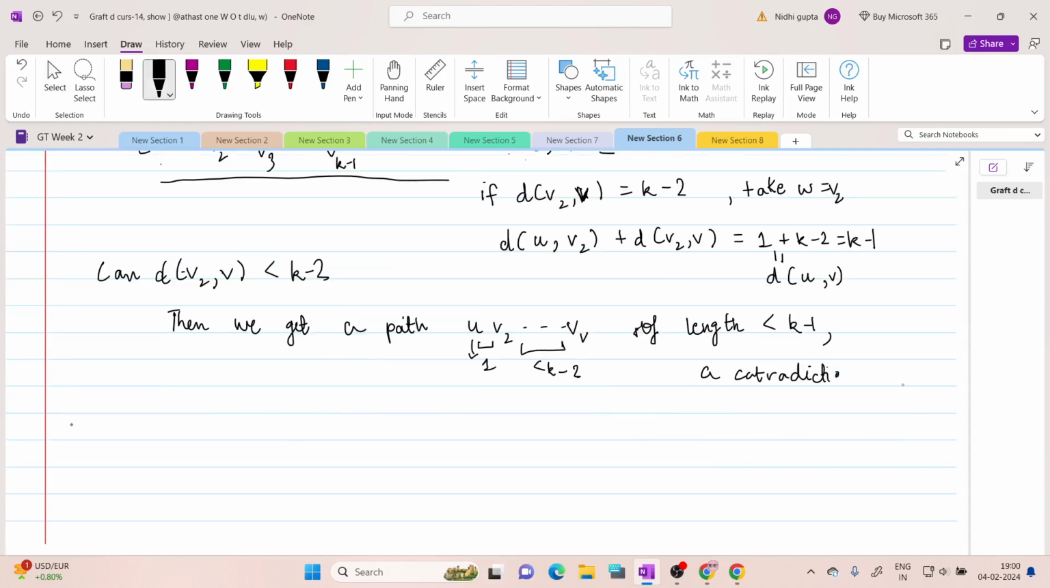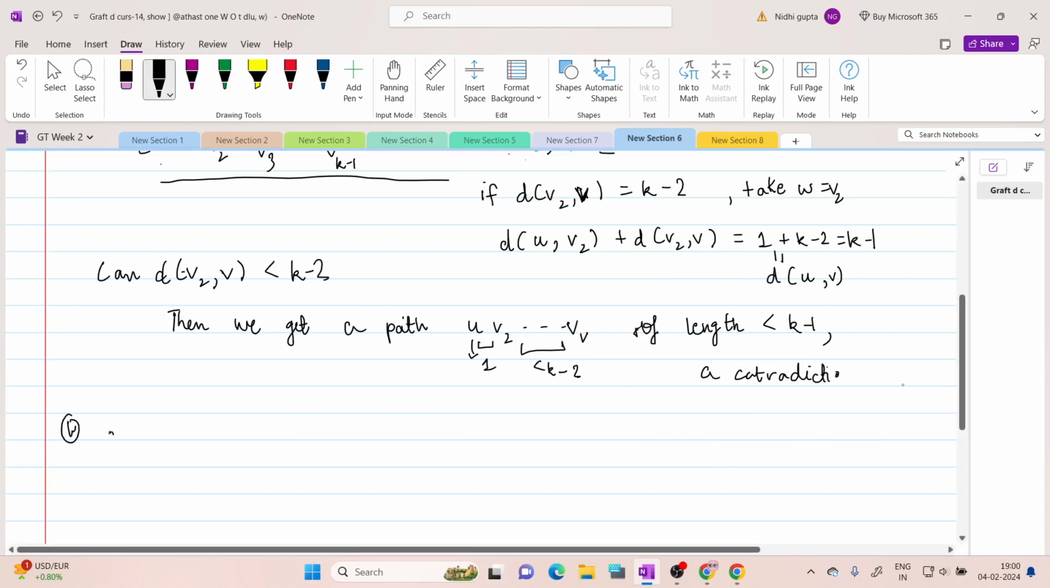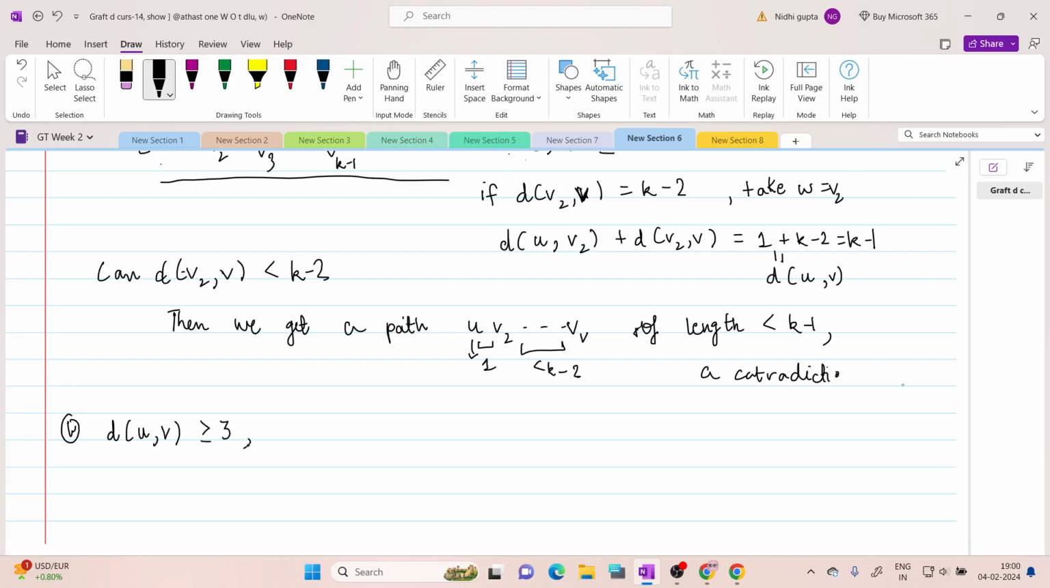The b part is saying, if d(u, v) is greater than or equal to 3, then we can find at least two such vertices.